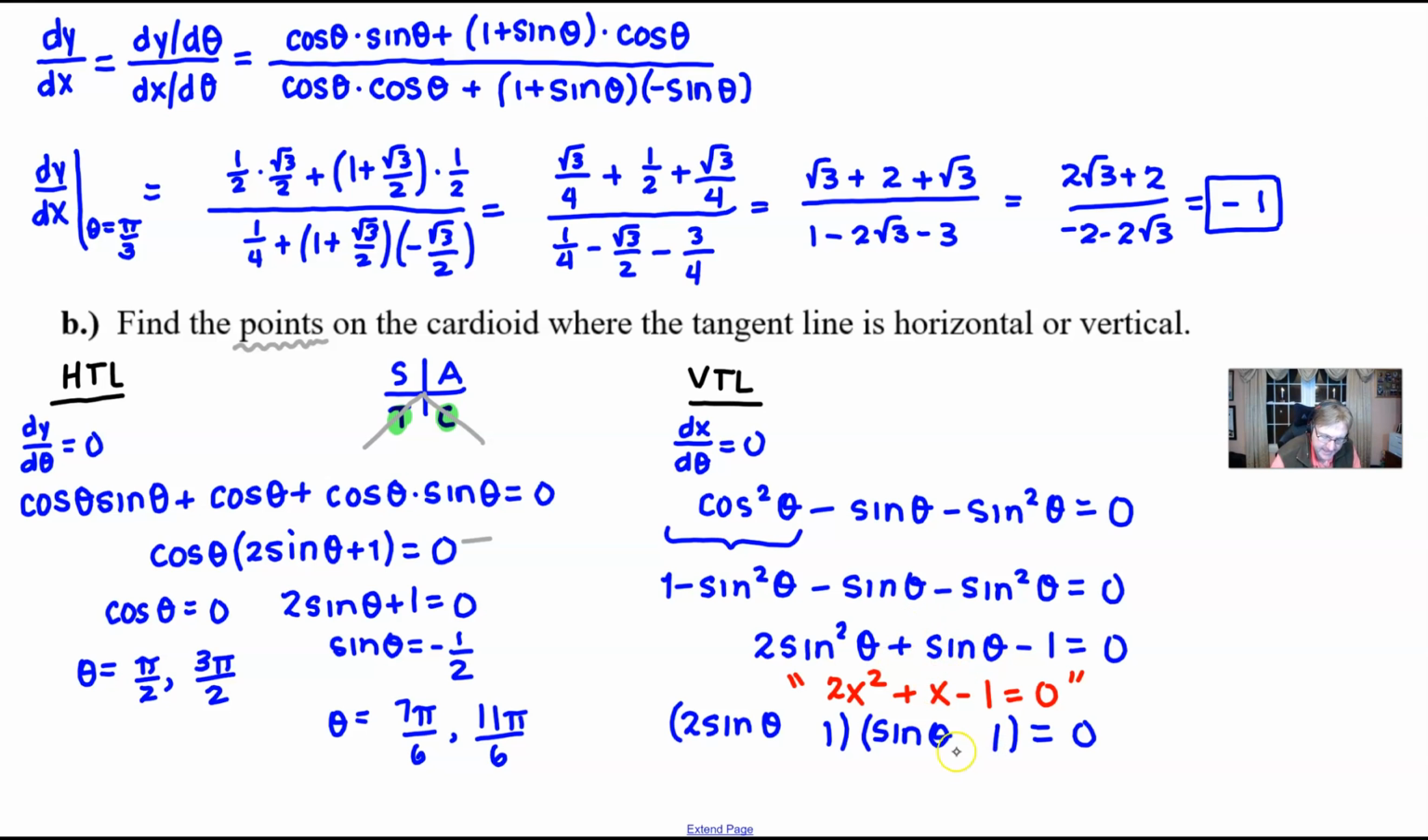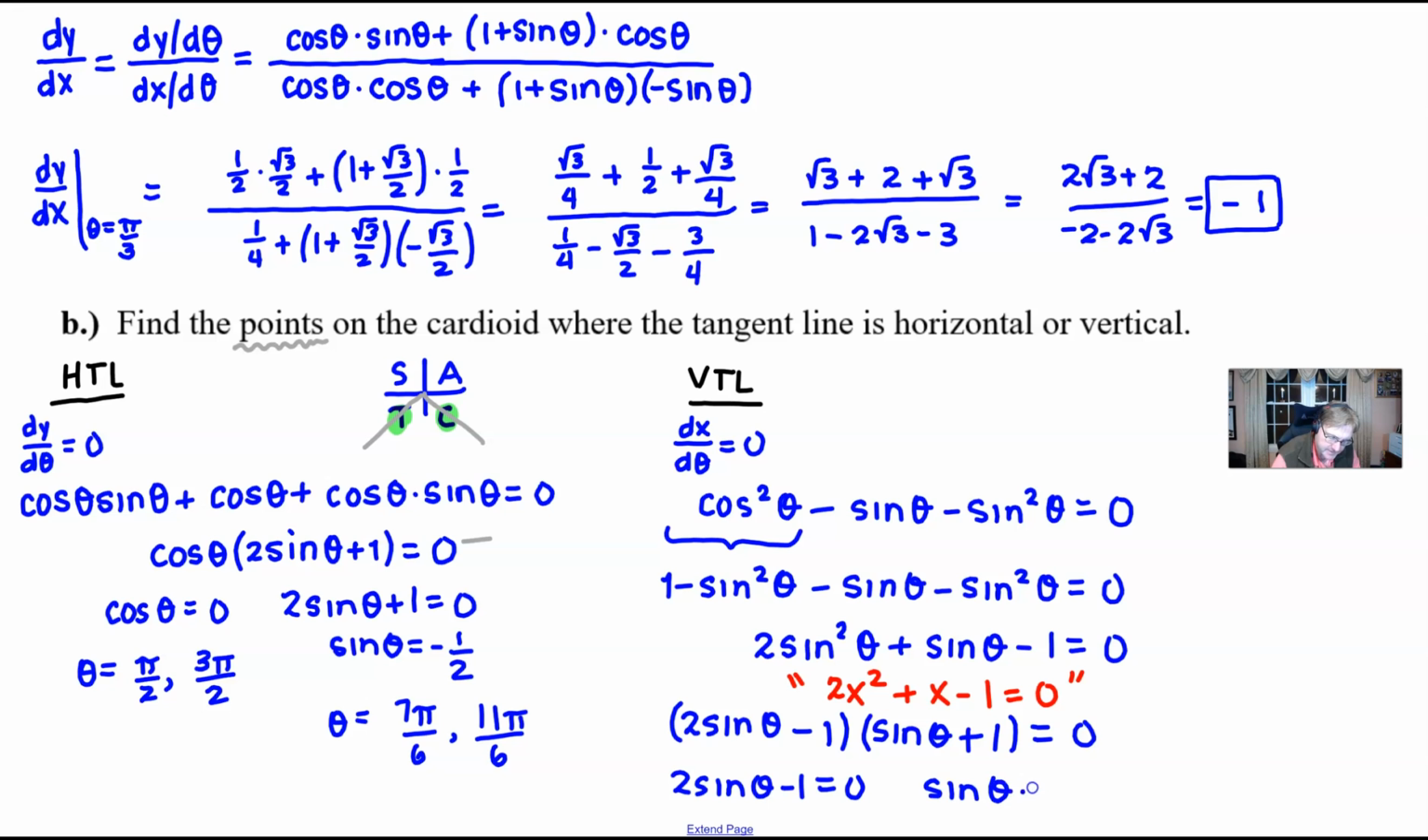To get a plus sign in the middle, if I put a plus here for the outside 2 sine theta, then my inside would be a -1 sine theta. I've got what I want. And now we can set these equal to 0 individually. Let's actually set it equal to 0 here.